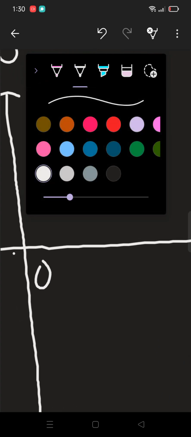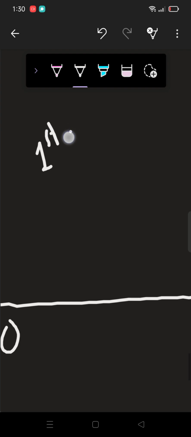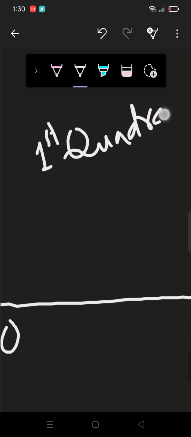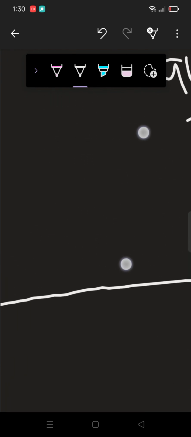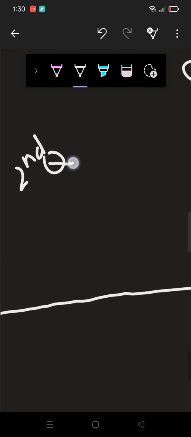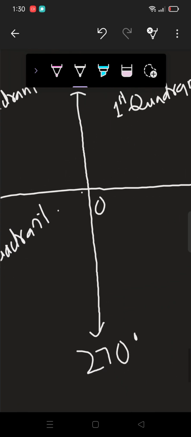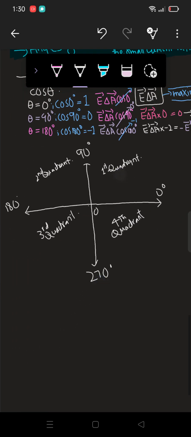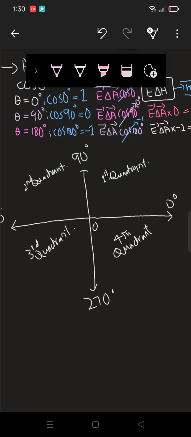So this is the first quadrant. I'm going to highlight this too. Wait, let me write this. This is the second quadrant. This is the third quadrant. And this is the fourth or the last quadrant. Wait, now let me highlight this as well. First quadrant, second quadrant, third quadrant and the fourth quadrant.